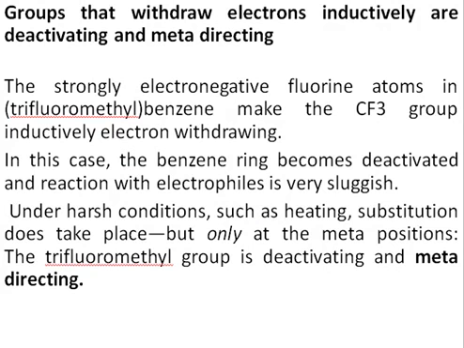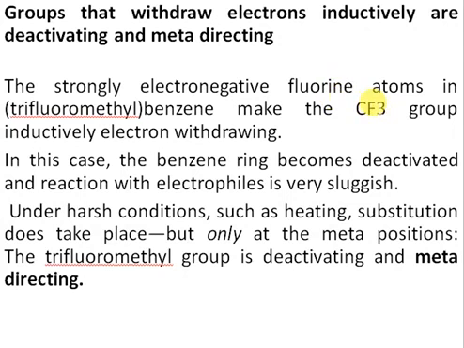Next category is groups that withdraw electron density by inductive effect. Right? Previously we saw groups that were donating electron density by inductive effect and hyperconjugation, and now we shall discuss the groups that withdraw electron density by means of inductive effect. So any groups that withdraw electron density by inductive effect are deactivating, they decrease the rate of reaction, and they are meta directing. Right?